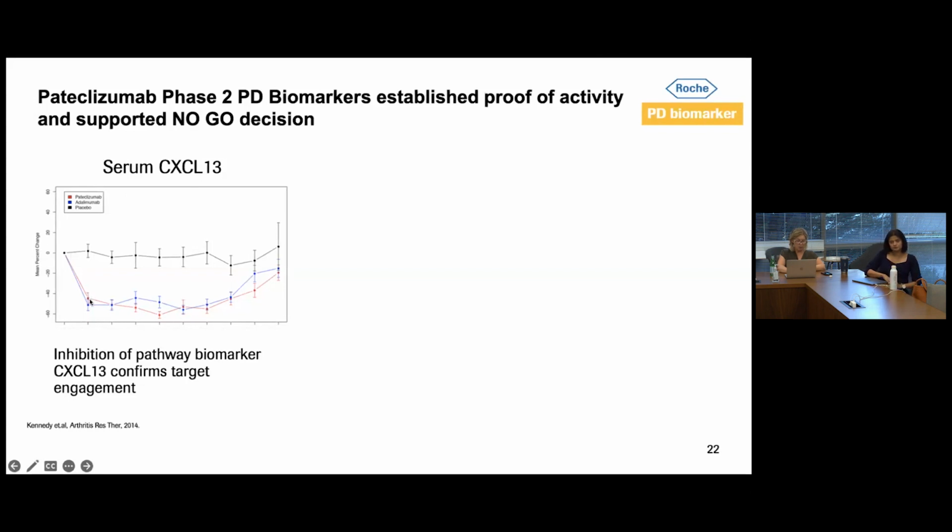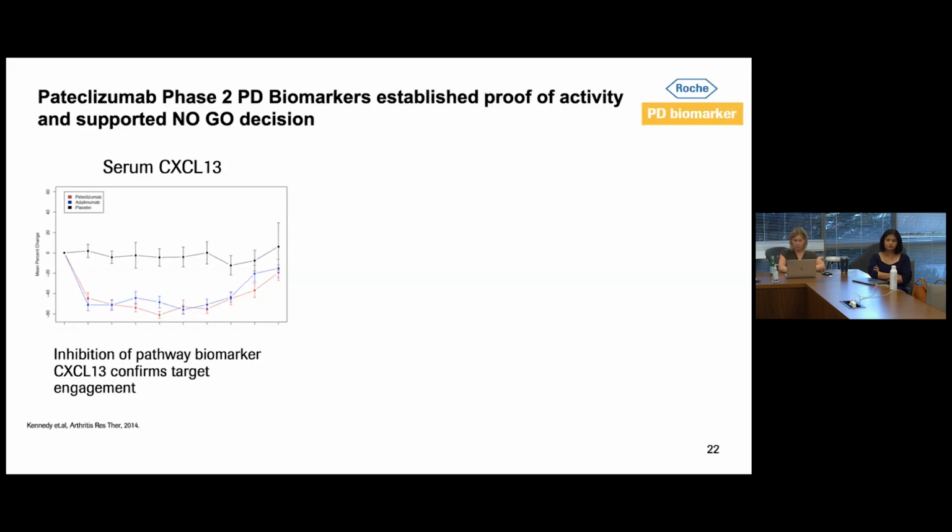And our drug was the red line, and this was a head-to-head to our competitor, to a standard of care, adalimumab, which is a TNF-alpha inhibitor. And so you can see that both of these drugs blocked CXCL13 to a similar level compared to placebo. So this confirmed that our drug was active and it was having the same biological effect as anti-TNF.